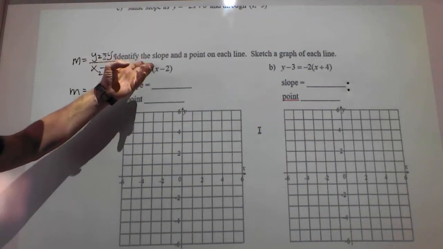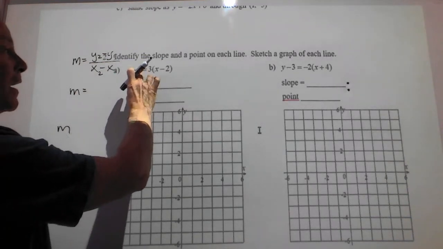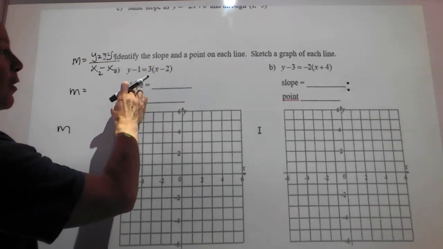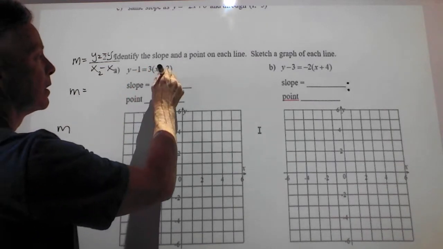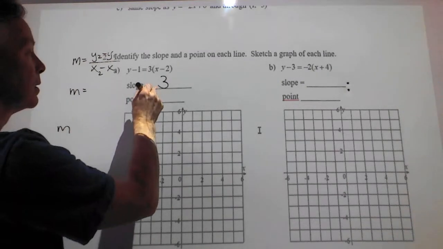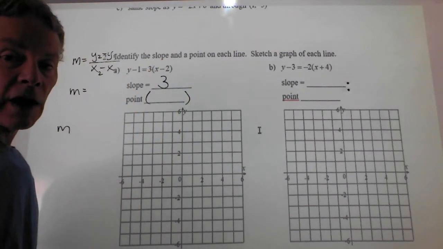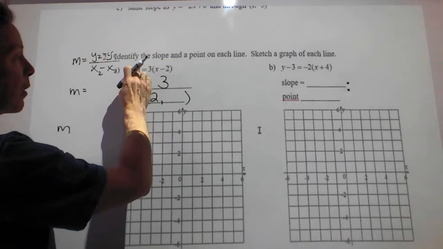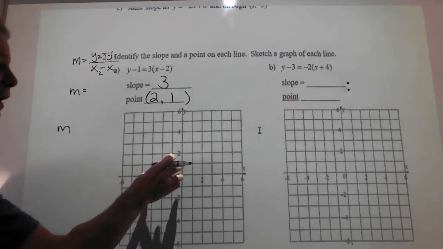So it says identify the slope and a point on each line, sketch a graph. So remember, the nice thing about slope point form is it gives you that information just by looking. Our slope is the number in front of the bracketed x expression. Our slope is 3. The point on the line, remember, is just these values here. And remember, they'll always have the opposite sign. So our x value will be +2, our y value will be +1. That gives us enough information to sketch our line.